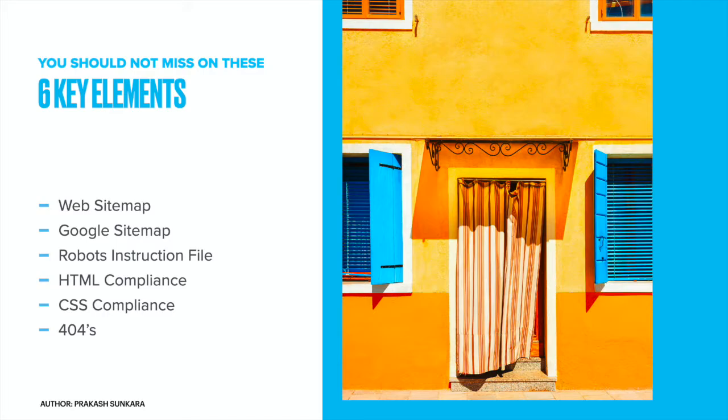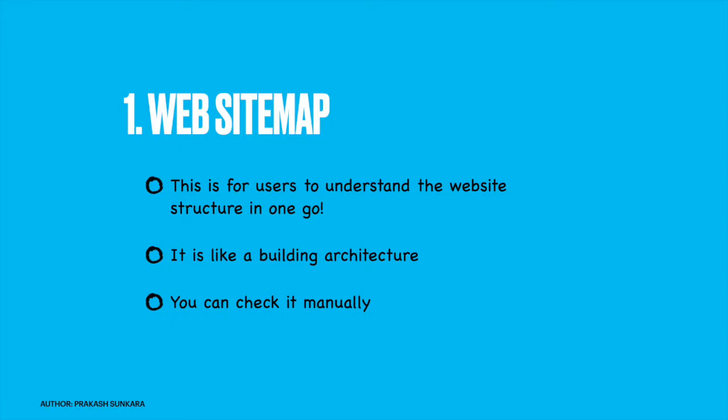Now let's get on to the details real quick. The very first one is web sitemap. This is especially for the users to get a hang around the website structure in one go. Imagine you go to a shopping mall. There will be a map that outlays the shops across floors, right? Similarly, this will tell users what to find where. We will give a sneak peek in a moment on how to check it manually.